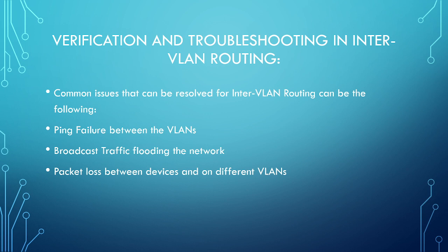The next common issue is broadcast traffic flooding the network. Okay, so now what we can do here is verify the VLAN isolation. We can check, for instance, that the VLANs are properly isolated, preventing broadcast traffic from leaking between them. Regarding access control lists, we can verify if ACLs are properly configured to block any unnecessary broadcast traffic.